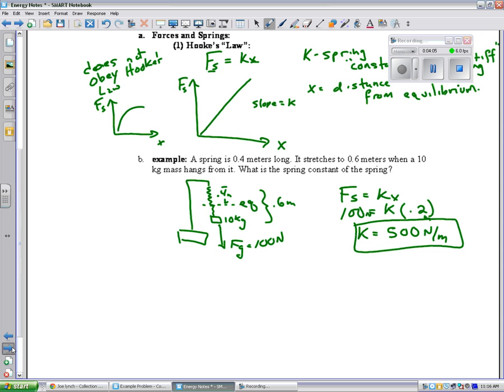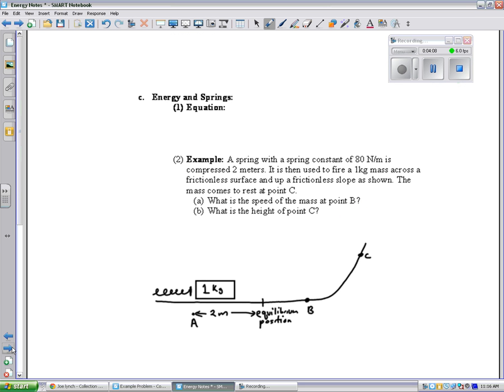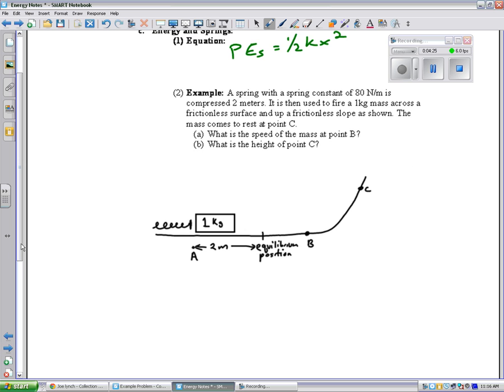Now, where this gets a little bit more important is when we have energy in springs. Okay, there is potential energy stored in the spring. The equation for it is going to be PES, potential energy stored in the spring, is 1/2 KX squared. And then you're going to have problems something like this one here. Okay, a spring with a spring constant of 80, so they're giving you that K equals 80 newtons per meter for this spring. It's compressed to 2 meters. It is then used to fire a 1 kilogram mass across the frictionless surface and up the slope, and it comes to rest at point C. And it wants to know the speed at point B and the height at point C.